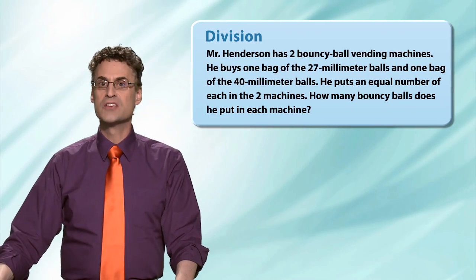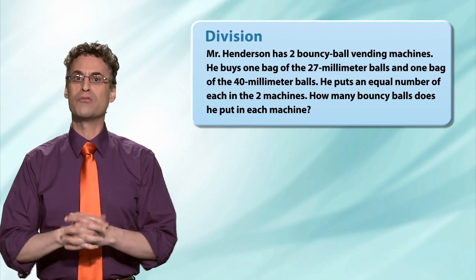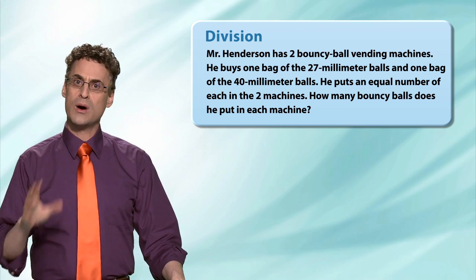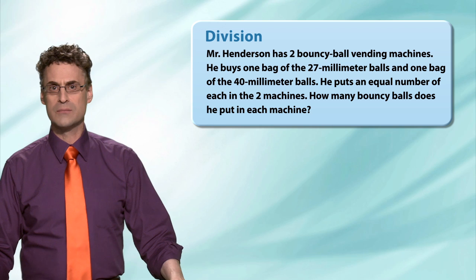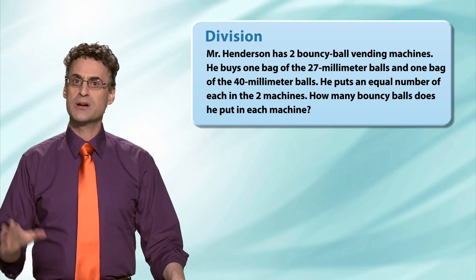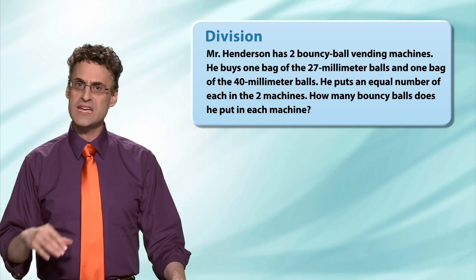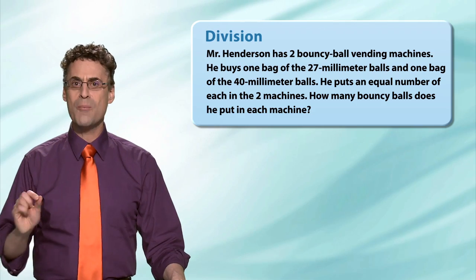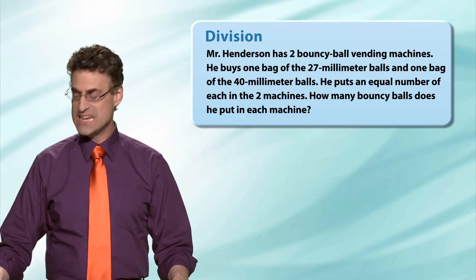Here we go. So Mr. Henderson has 2 bouncy ball vending machines. He buys 1 bag of 27 millimeter balls and 1 bag of 40 millimeter balls. He puts an equal number of each in the 2 machines. The question for us is, how many bouncy balls does he put in each machine?